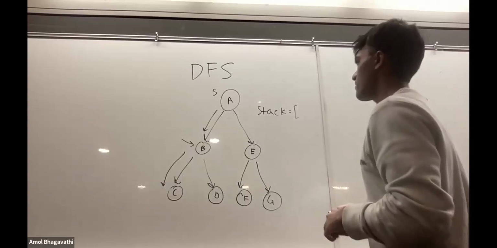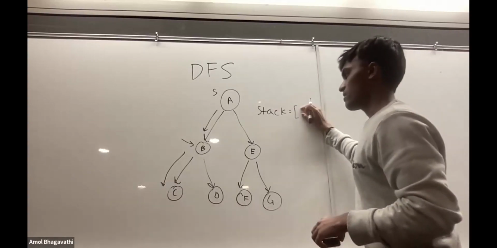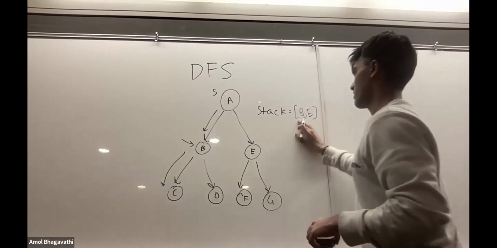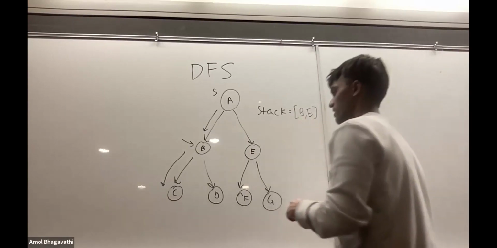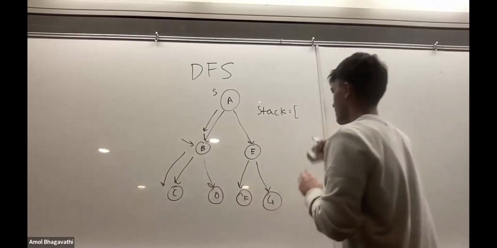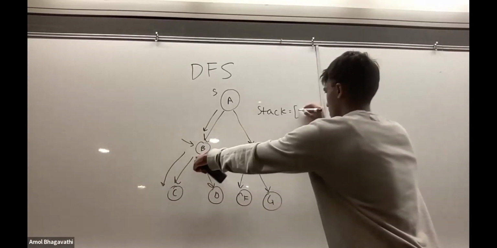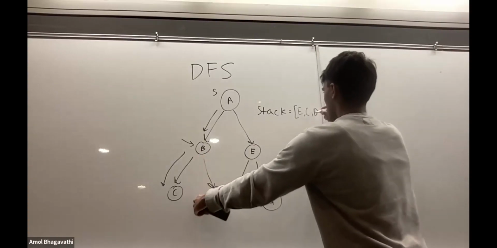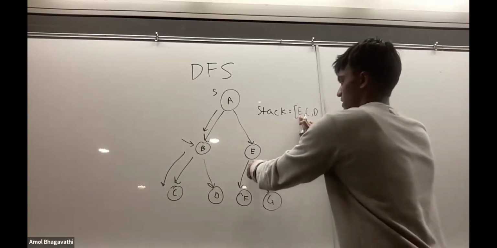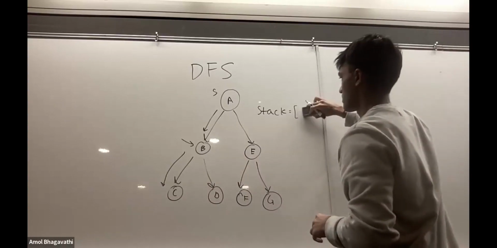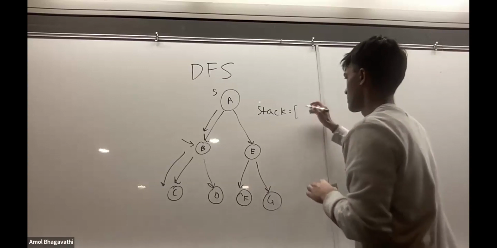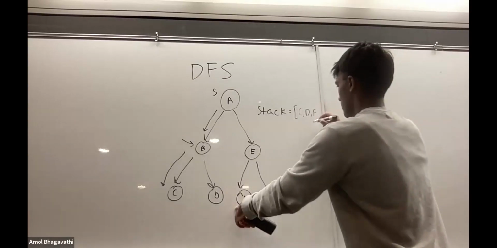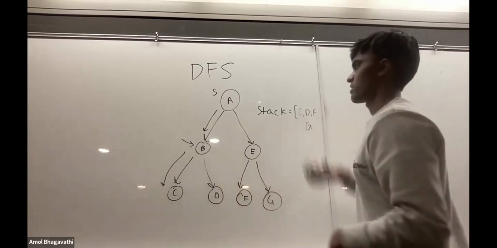As compared to that, for BFS I'd put A in, and then I'd put in B, E, and then I'd pop from the front. So then I pop B off. This is what I'm exploring right now. So I have E and then C, D. But I still have this E in the front, right? So then I just explore E first. So then I have C, D because I popped E off, and then F, G. And then I just go ahead and explore all of that.